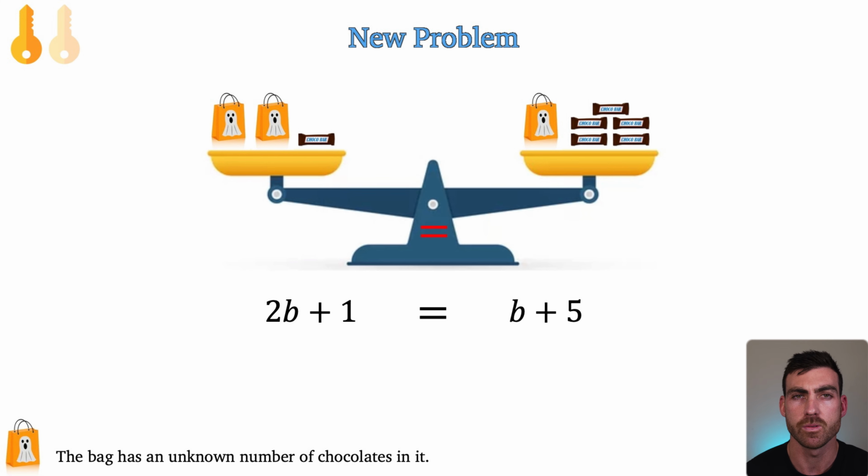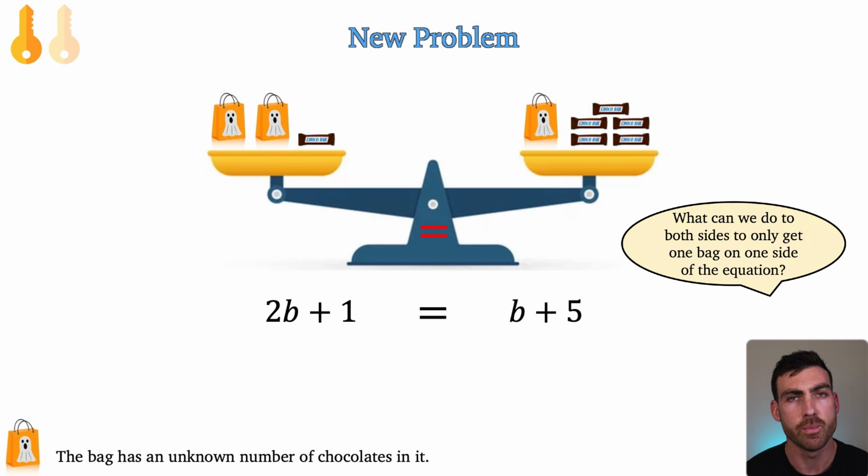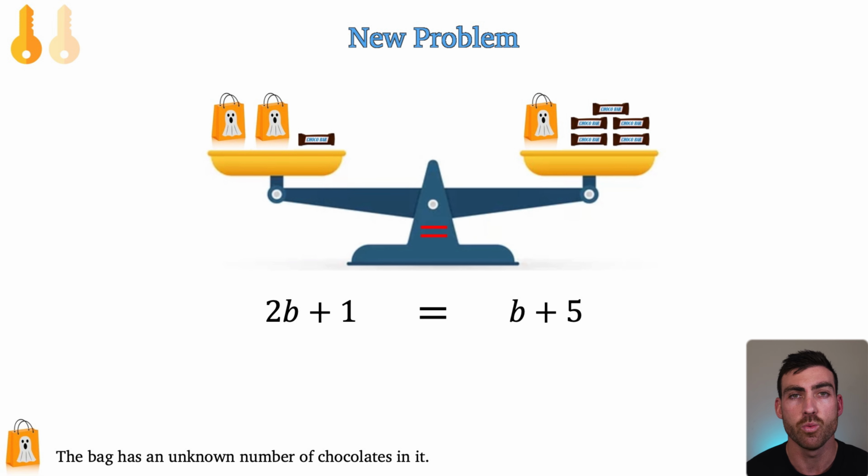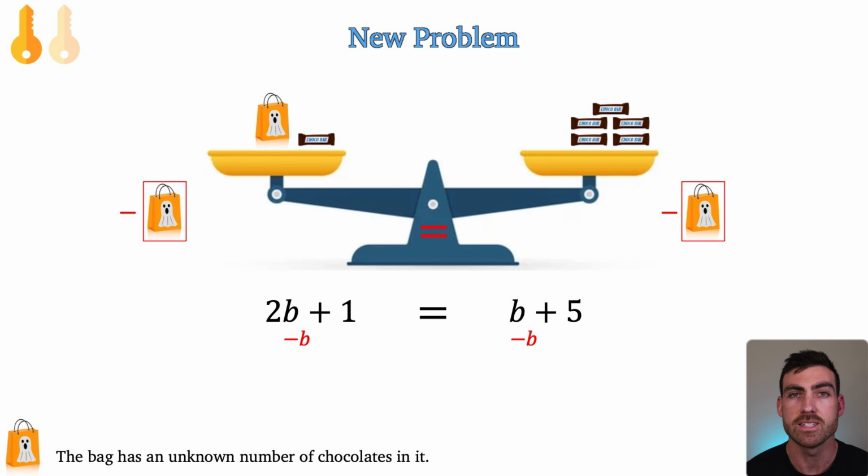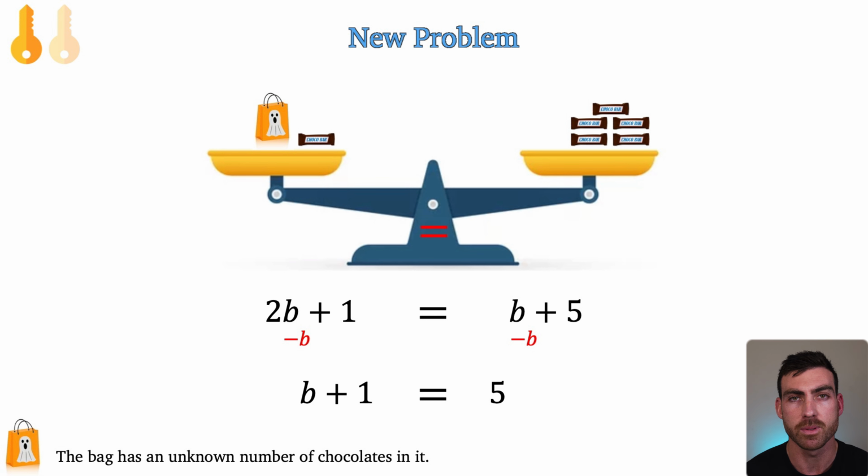So what's our next move? What can we do to both sides of the scale to really simplify the scenario? Is it possible to get a bag only on one side of the scale? You may realize there is one simple trick. We can subtract 1 bag from each side. Once we do that, now we've got 1 bag plus 1 chocolate on the left and 5 chocolates on the right. And suddenly, this is just a one-step equation.